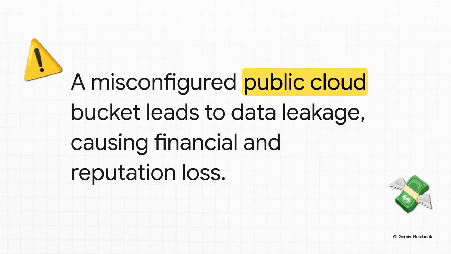Number 10. Example, risk scenario. Okay, let's do a little story time here. An organization stores customer data in a public cloud storage service. Due to a simple misconfiguration, the storage bucket is publicly accessible, leading to data leakage. The impact? It's devastating. Loss of customer trust, legal penalties, reputation damage, and severe financial loss. The control we needed? Enable access restrictions, encryption, and regular configuration reviews.